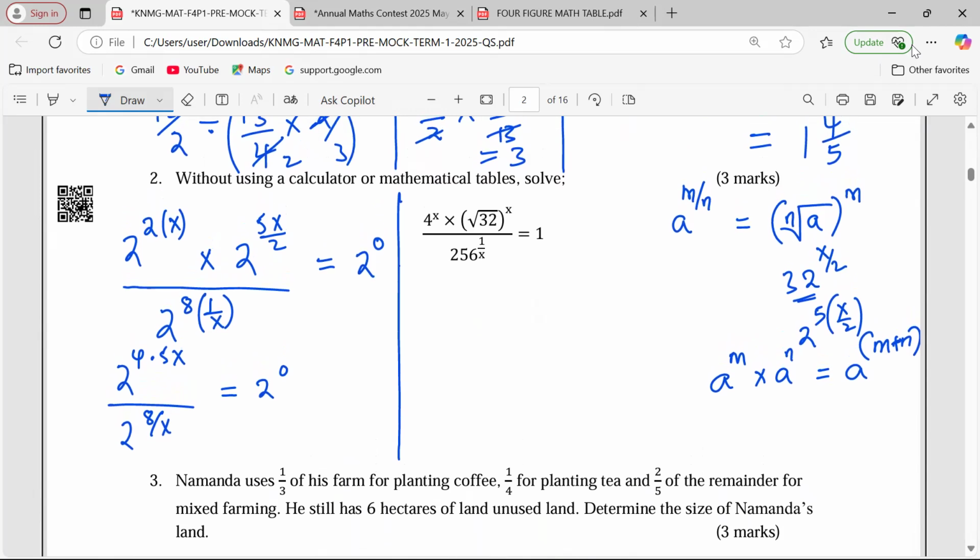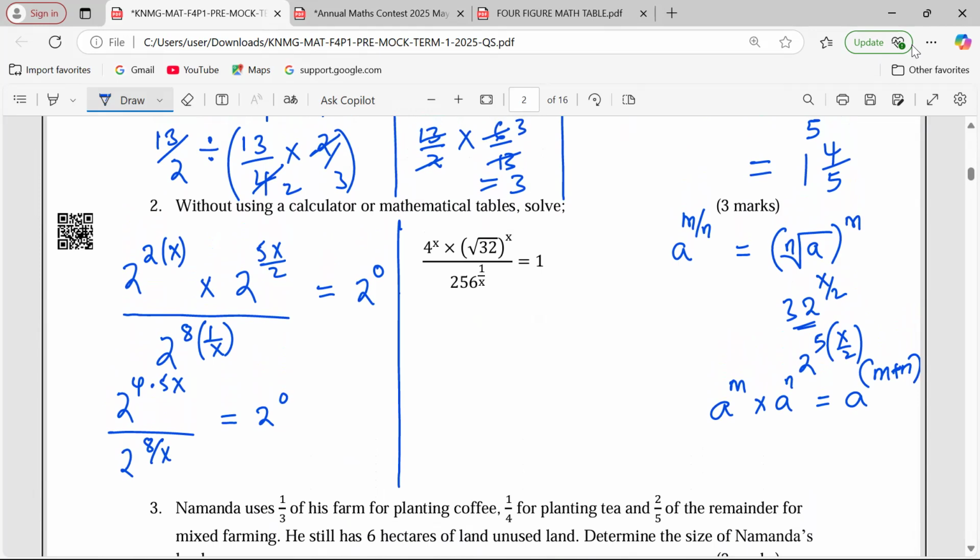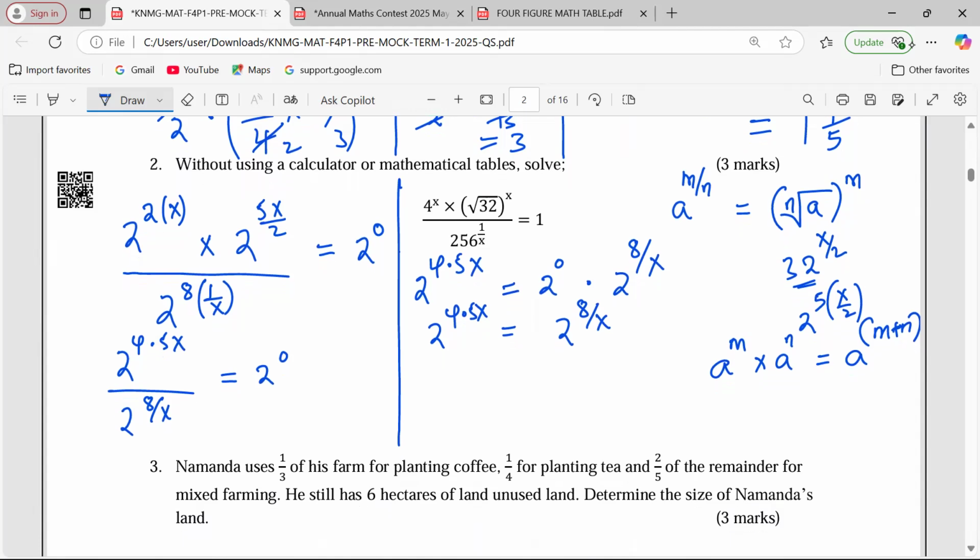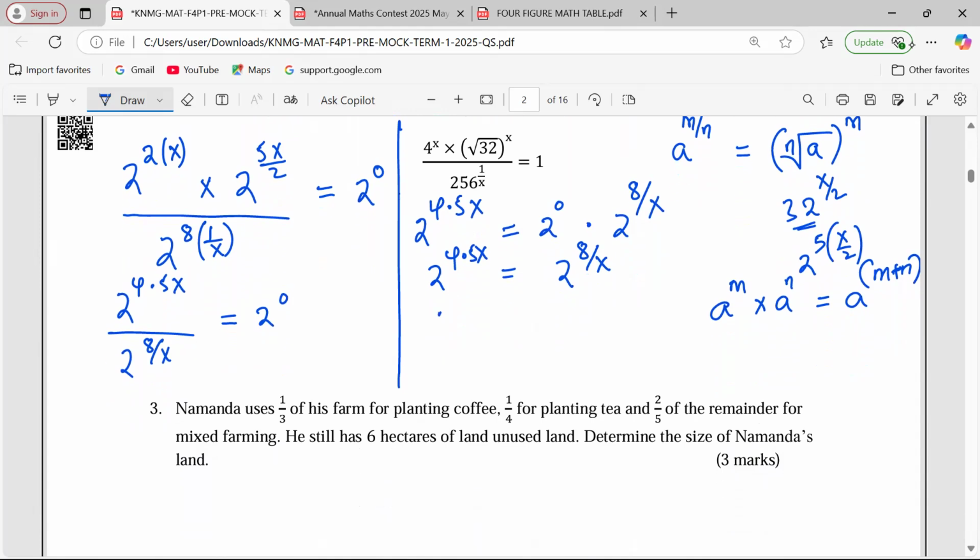At this point, allow me to cross multiply, though we can still have the powers subtracted. Let me cross multiply such that I'm having 2 power 4.5x equal to 2 power 0 multiplied by 2 power 8 over x. So on the right hand side we can have 2 power 8 over x, because we are multiplying it by a value which is equivalent to 1, or simply we are taking 2 and adding the powers, whereby one power is 0. So at this point we can equate the powers, whereby 4.5x is equal to 8 over x.